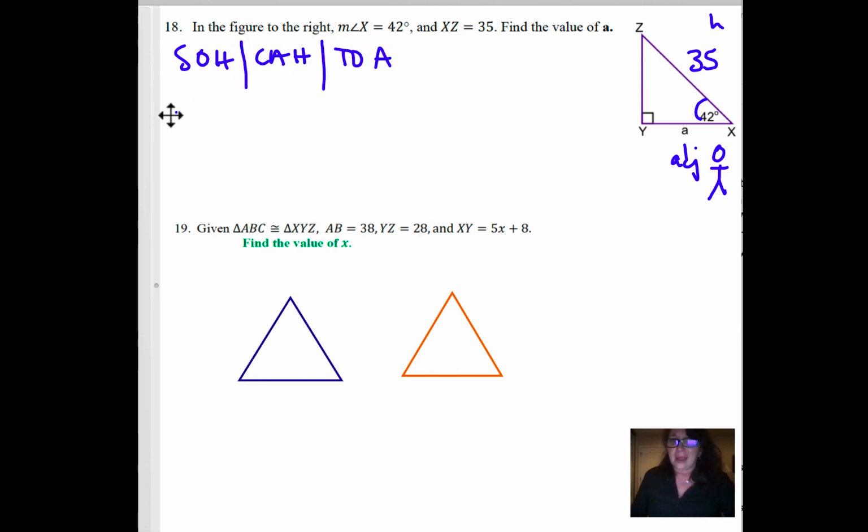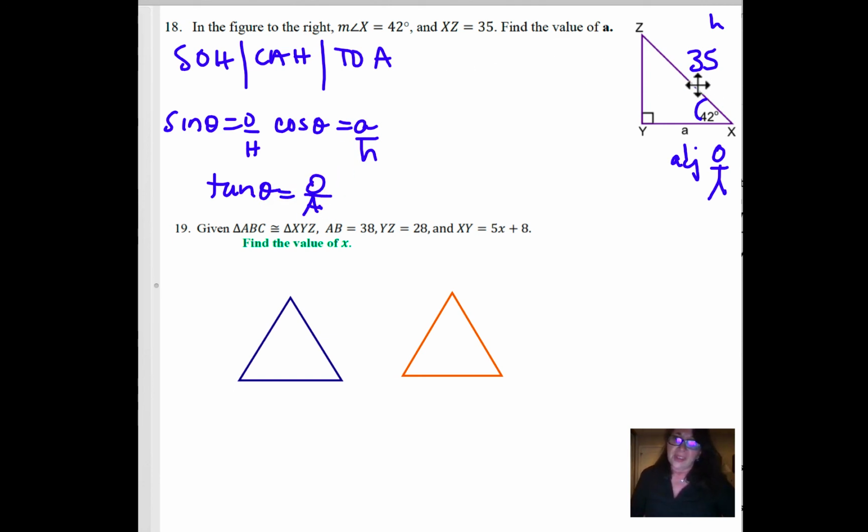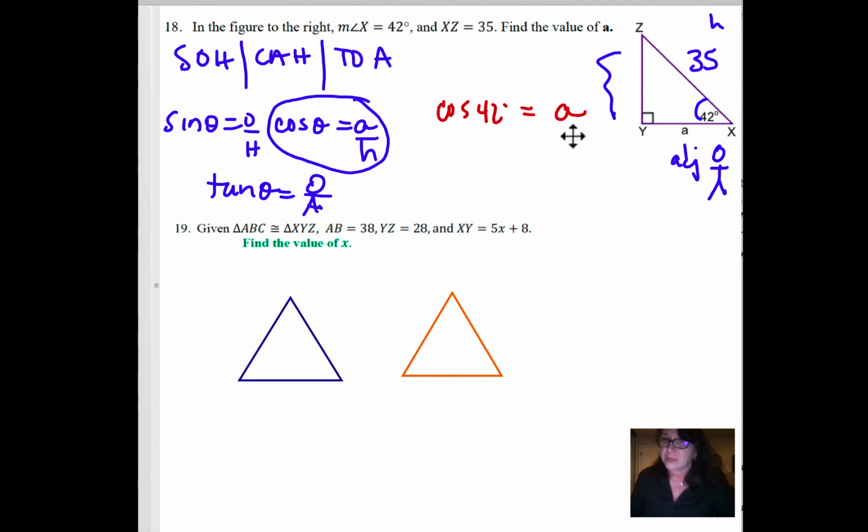you've got sine of an angle is equal to the opposite side over the hypotenuse. Cosine of an angle is the adjacent side over the hypotenuse, and tangent of an angle is the opposite side over the adjacent side. So in this case, I don't have the opposite side here, so I'm not going to use anything with opposite. I'm going to use cosine because that uses the adjacent side and the hypotenuse. So I'm going to say cosine of 42 degrees is equal to my adjacent side, A, which I'm trying to find, over my hypotenuse, which is 35.